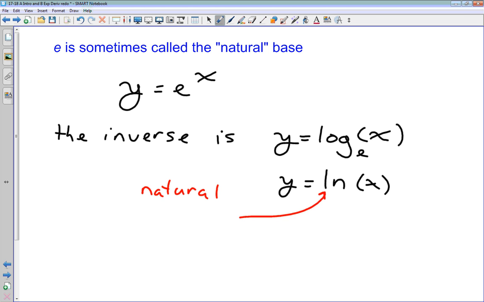Why is it called the natural logarithm? Because we are using our natural base, base e. And what we're going to find as we go through this unit is that exponential functions and logarithmic functions where we're using the natural base, or base e, are much easier to work with and easier to find the derivatives of than functions where we are using a base that is not the natural base, or is not base e.